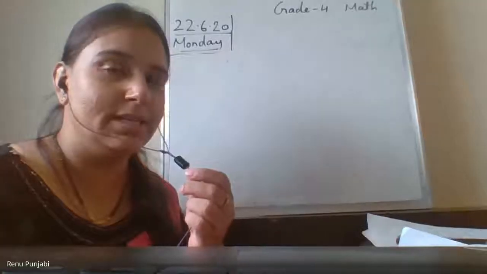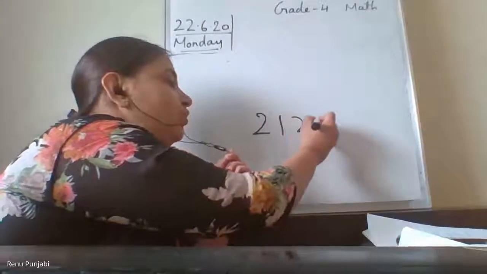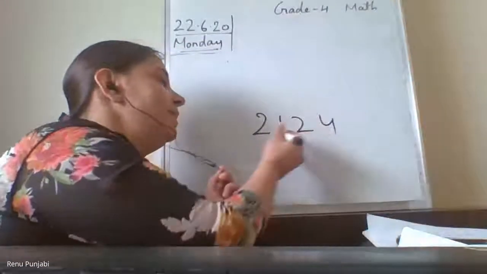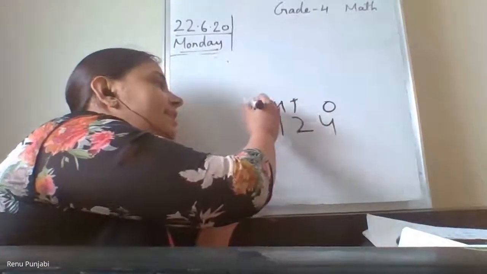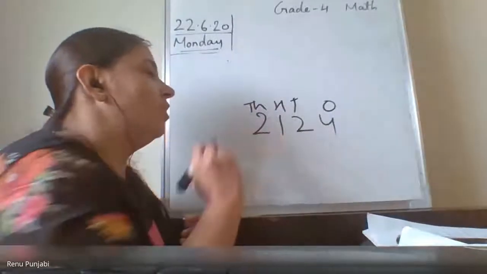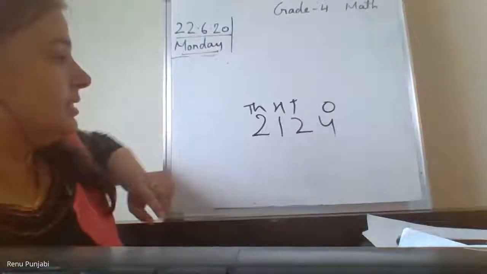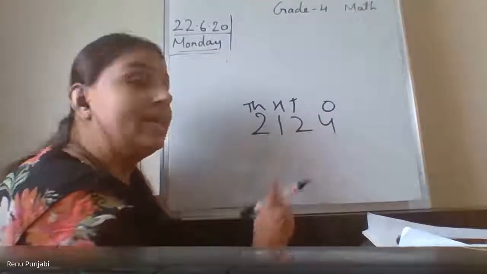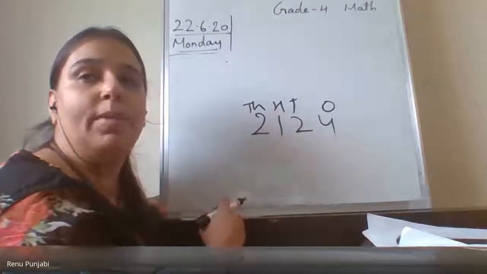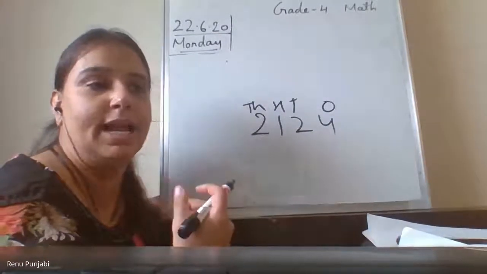Ma'am, I don't know how to read the product. Read means, like 2, 1, 2, 4. So see, ones, tens, 100, 1,000. So this will be 2,124. In the Indian system, I have sent you my video on how to put the commas, how to learn the Indian system and the international system.